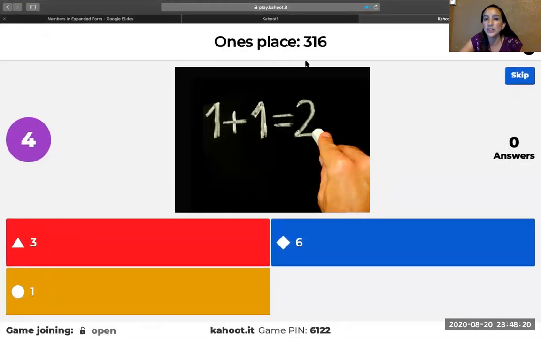Okay, so this I would use for students to check in with them to see what they understood from this. So the first one would say, like, in the ones place, where is it found? Is it in the 3, in the 1, or the 6? And then students would be able to answer on their device.